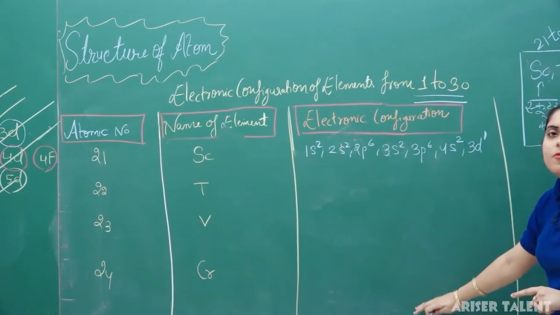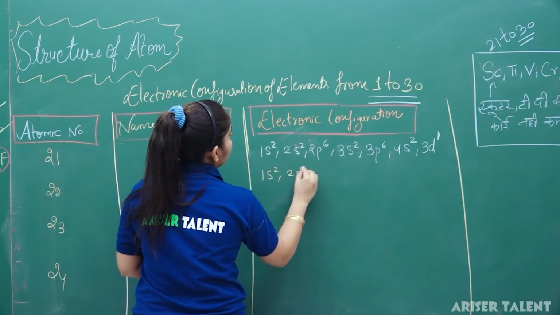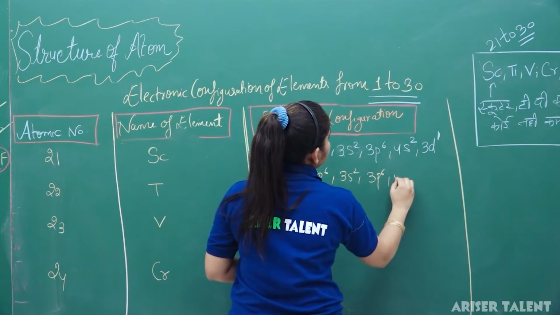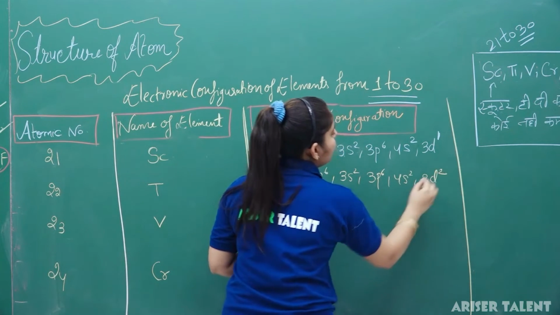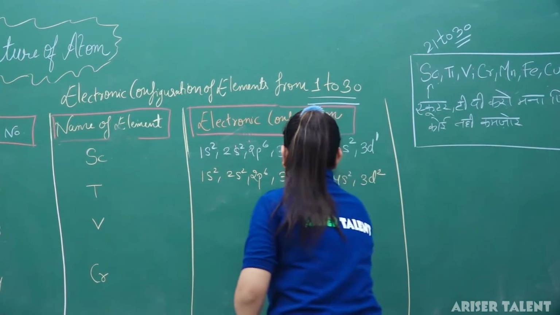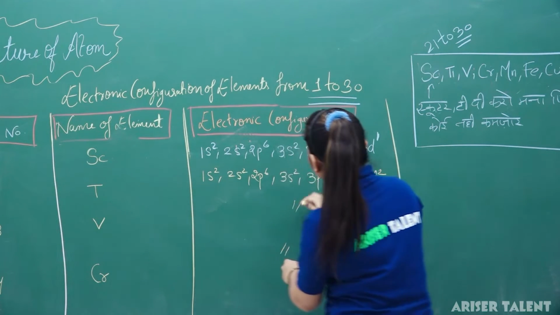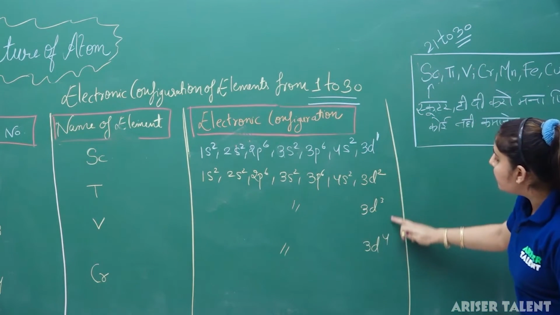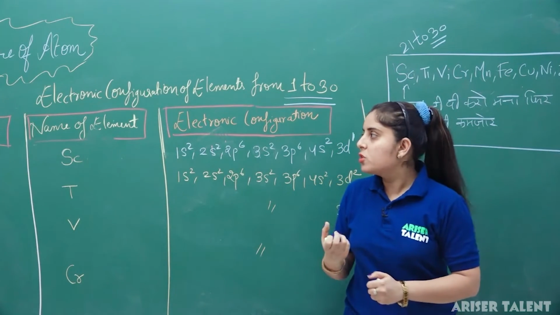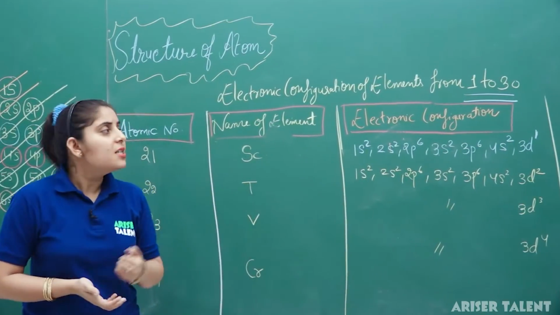Similarly, we can write the configuration of the other elements in the same manner: 1s2, 2s2, 2p6, 3s2, 3p6, 4s2, 3d2, and the electrons will go on increasing in the same way, like 3d3 and 3d4. So the electronic configuration will be the same up to this, and after this it will keep increasing in the d shell, because the d shell can accommodate a maximum of 10 electrons. So this is all about the electronic configuration of some of the elements that we have discussed.